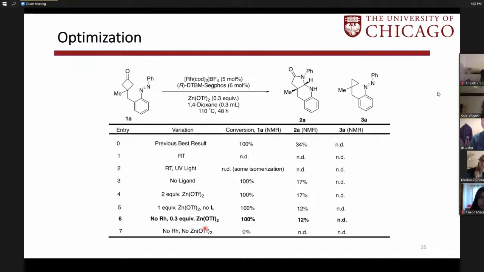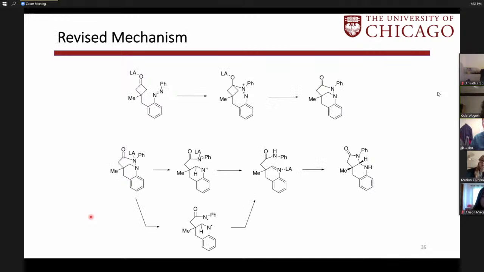So somehow that is able to mediate this transformation on its own, though much less effectively. So this led us to reconsider the mechanism, which at this point, just a disclaimer, we don't really have any data to back it up. So this is kind of just conjecture, but you have to have some mechanism consistent with just zinc being the active component in this. So we proposed that zinc can coordinate to the carbonyl and make the carbonyl carbon more electrophilic, which can then be attacked by the lone pair on this nitrogen.